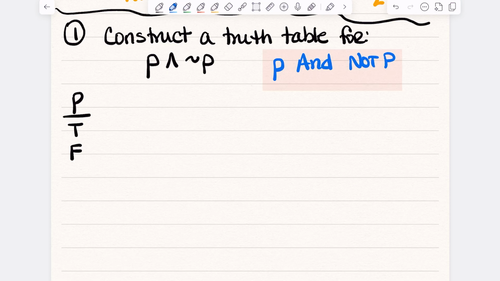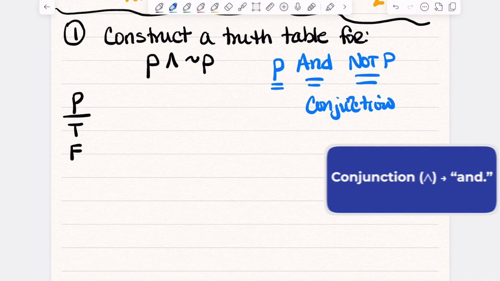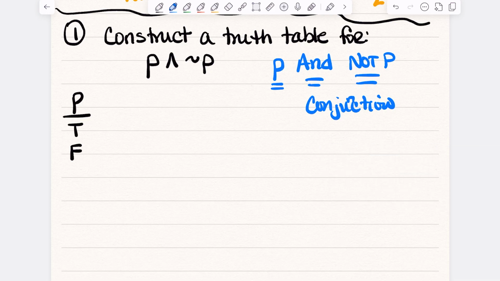That's how I would say it. P and not P, because that helps me know what I'm doing. But this is the conjunction here, okay? Conjunction represents the word and. And then what I was encouraging the individual I was talking to is that think of something that you can always use as your foundation.